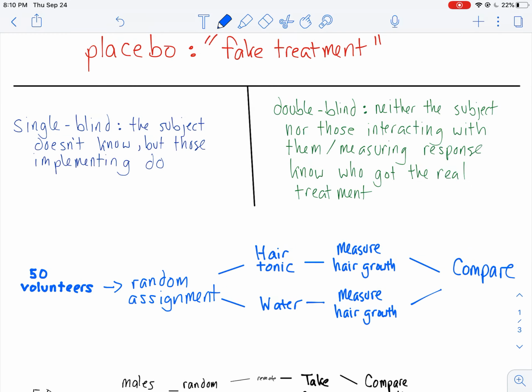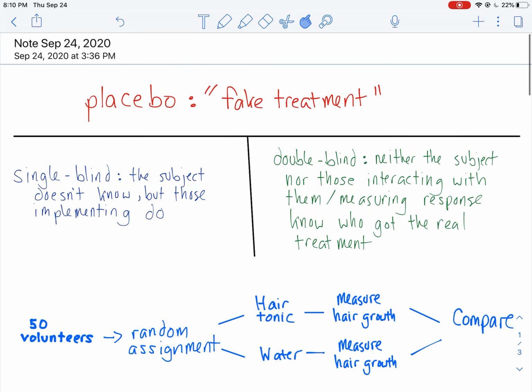All right, welcome to part 2 of our experimental design lesson. And we're going to talk about a few more terms today. So we're going to start out with placebo. We didn't really cover that in the last video. Now, a placebo is a fake treatment.